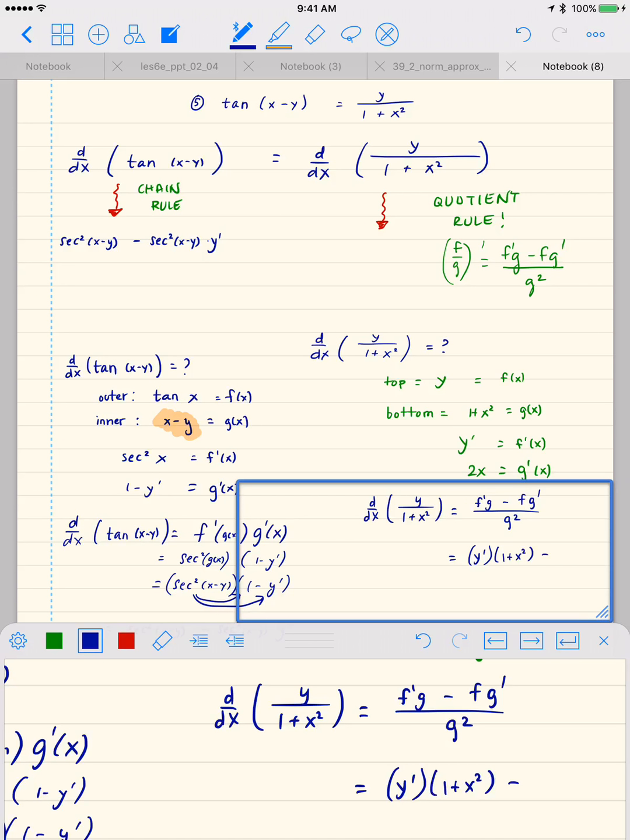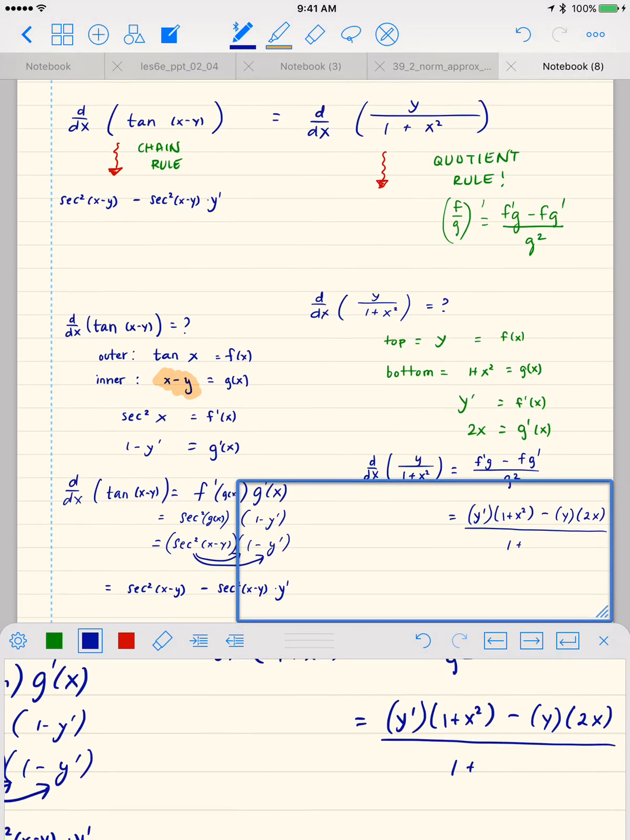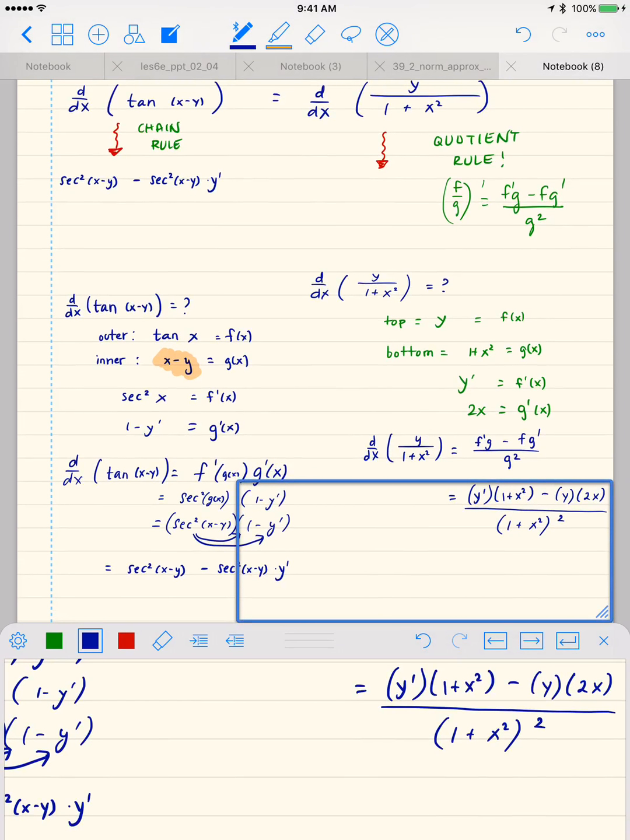Minus f, which is just y. G prime, which is 2x. And all of this divided by g squared, and g squared is 1 plus x squared, quantity squared. Okay? So what will I get? I will get 1 plus x squared y prime minus 2xy.